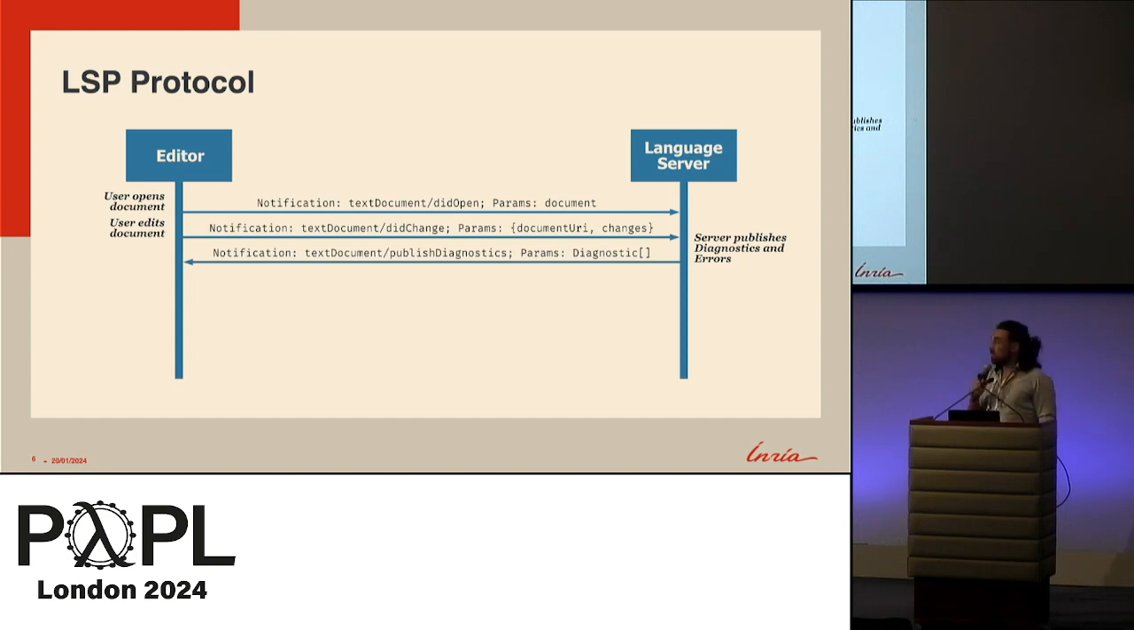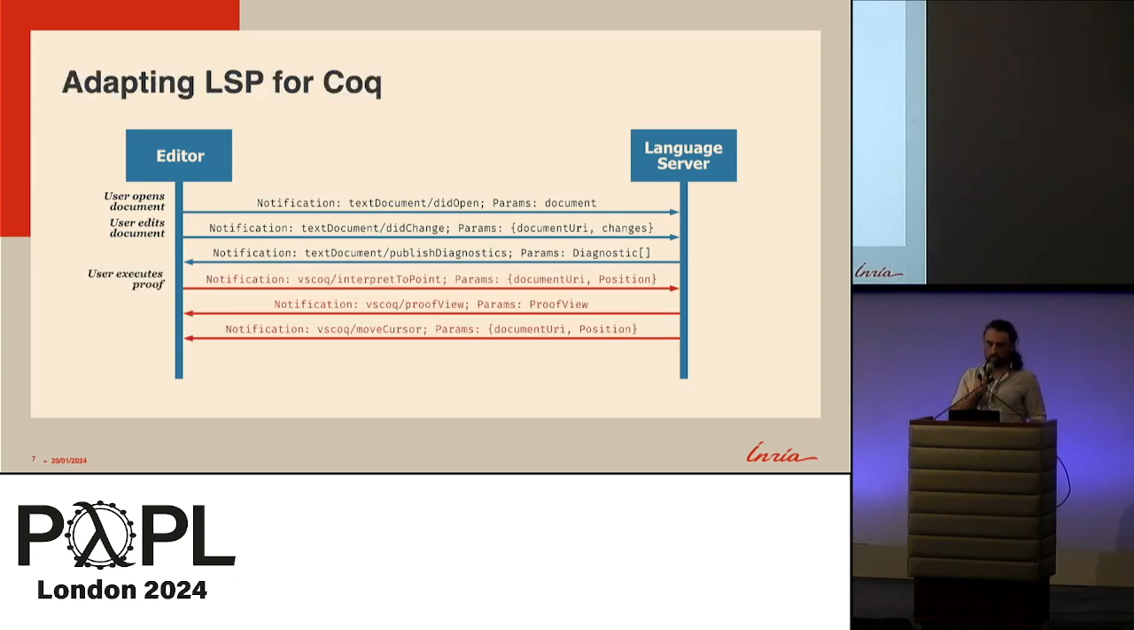Now, of course, this applies very well to a common programming language, but the typical feedback loop for Coq is quite different, so you need to adapt LSP. And you could have the same scenario, but then you need to execute a proof, and of course you need feedback for that. So you would have the same thing, you open a document, you send it to the server, and then maybe you want to execute your proof by typically doing an interpret to point, something like that.